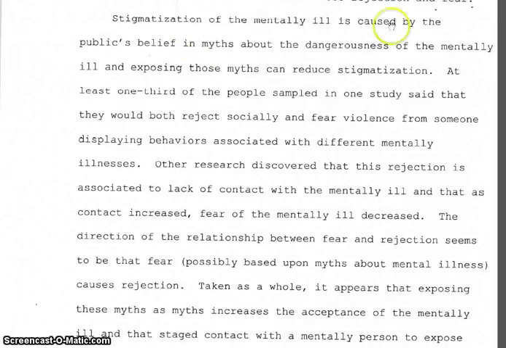Right, stigmatization of the mentally ill is caused by the public's belief in myths about the dangerousness of the mentally ill, and exposing those myths can reduce stigmatization. So if you remember the wording from the introduction, this is clearly harking back to that. So the author is clearly paying attention to what her focus is and trying to maintain that cohesiveness between the thesis statement and the body content.